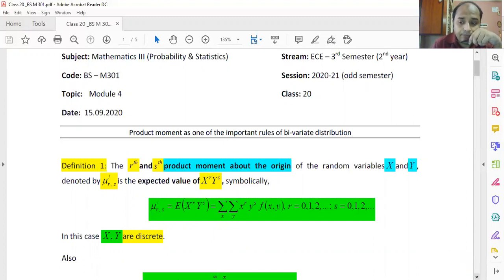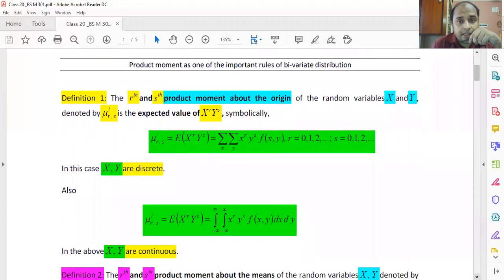Now, if capital X and capital Y are continuous, then, as you already know, the summations are replaced by integration, and we integrate the same thing, small x to the power r, small y to the power s, multiplied by fxy dx dy. This quantity becomes the integrand, and the double integration is taken over the entire real line, one along the x-axis and another along the y-axis. And you know the geometrical interpretation of double integration, which has already been discussed in one of our earlier courses.